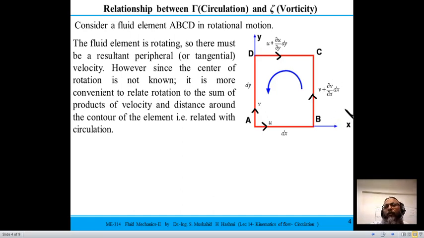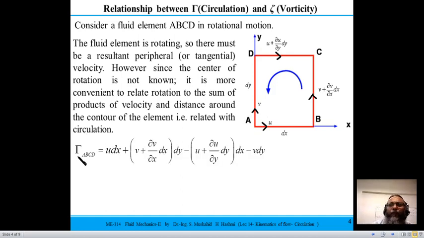So the idea of circulation is very useful in such cases where you don't know where the fluid element is going to rotate. So what we do is we take a closed contour, and what we do is we multiply the velocities with the differential distances and take the sum in order to calculate the circulation. So this is what we do it mathematically.